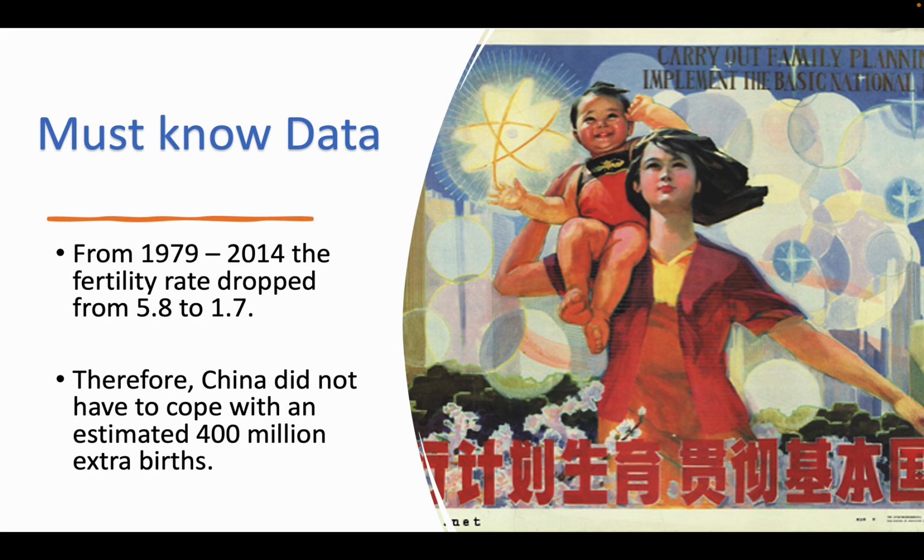The first one: during this period, as mentioned, it was successful in that China's fertility rate, the average number of children a woman has during her reproductive years, fell from close to 6 children right down to 1.7. So it was successful in that regard. And this meant that China reduced its overpopulation crisis, and it didn't have to cope with an estimated 400 million extra births.